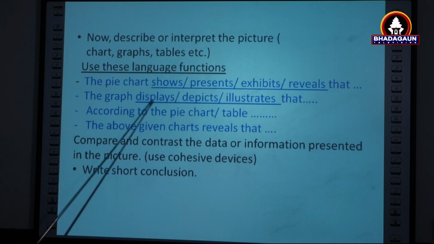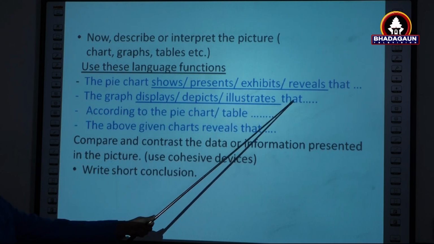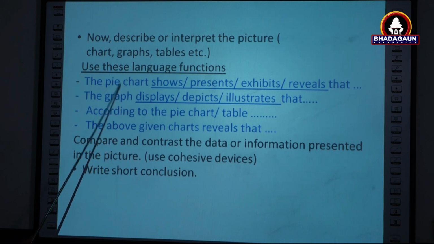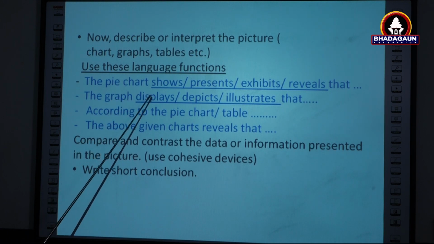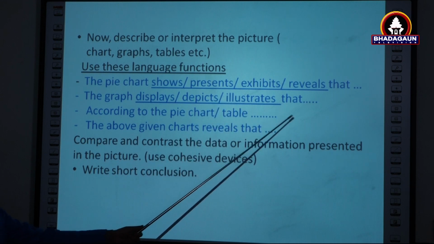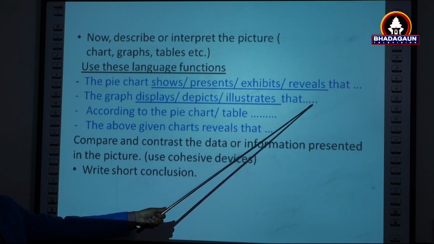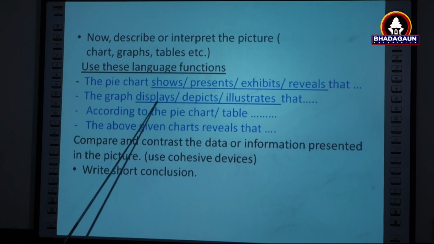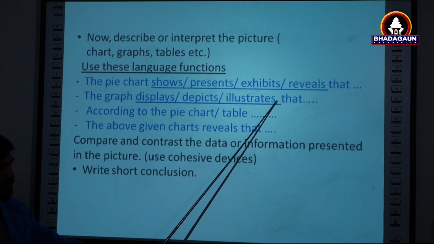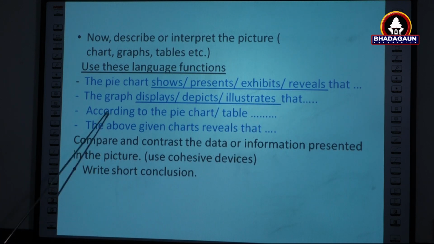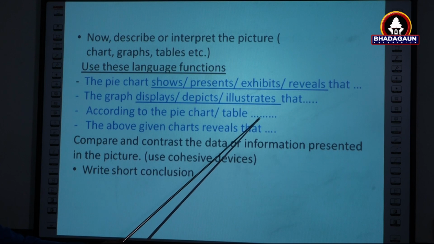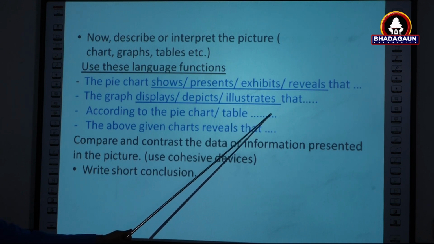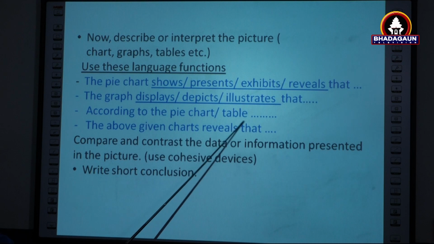Second one, the graph displays, depicts, illustrates that. The graph, pie chart, table, whatever is there, displays, depicts, illustrates that. So when you present the idea, information and data, you use these language structures to make your answer logical. Again, the third one: according to the pie chart, according to the table, according to the flow chart. You have to add these language functions in your answer.